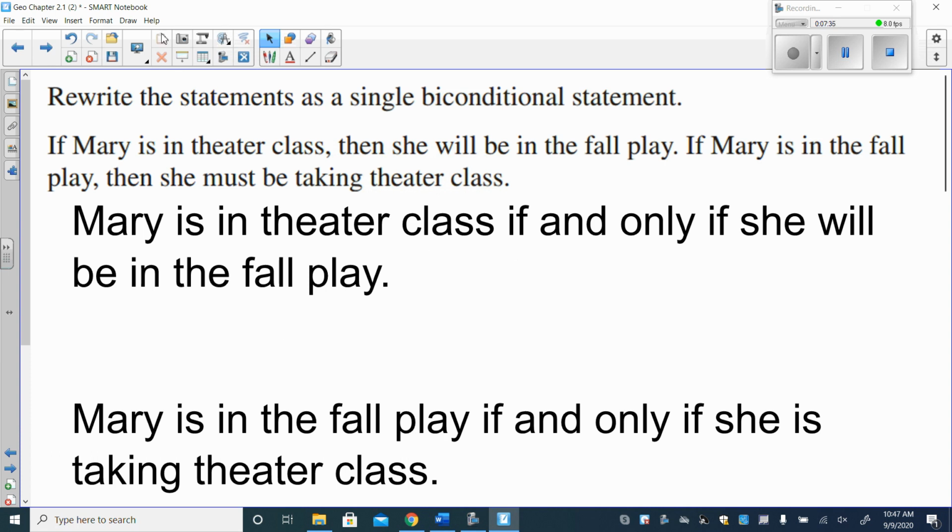Now we don't have to have both of them. We just need one of them. We just needed one of those two statements.